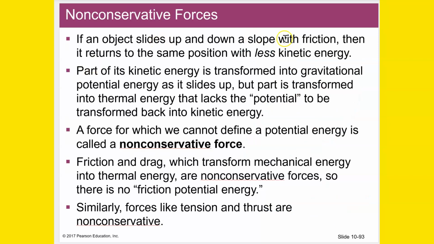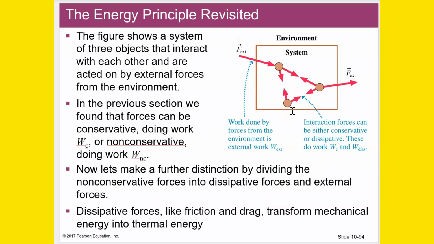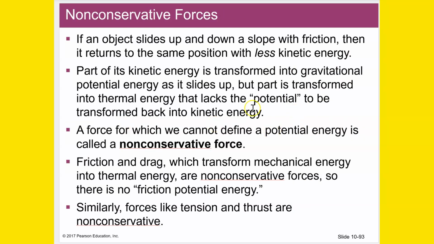If an object slides up and down a slope with friction, then it returns to the same position with less kinetic energy. Part of its kinetic energy is transformed into gravitational energy as it slides up, but part is also transformed into thermal energy because of the friction, which lacks the potential to be transformed back into kinetic. So it's going to have less kinetic energy because of that friction changing the thermal energy of the system.